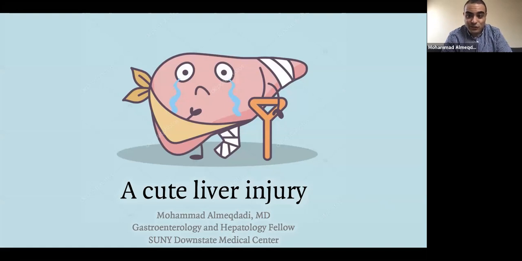I chose this topic today because it's something that we never get exposed to in residency, and we typically don't get a lot of exposure to liver stuff. So I think it's very important for all of us to know how to deal with these acute liver injuries. It's a very broad topic, but I'm just going to touch on the basic principles of how to deal with abnormal liver enzymes and what to do with them.